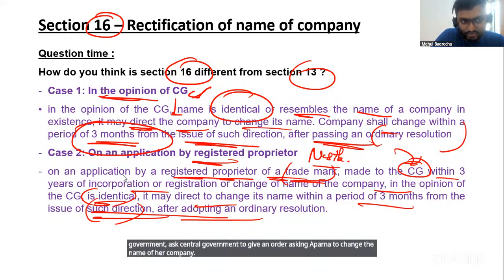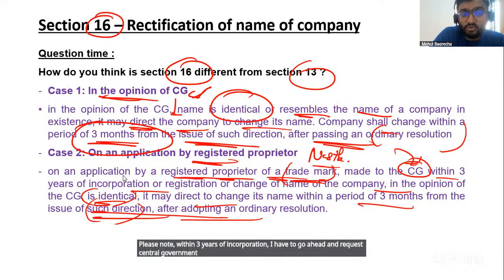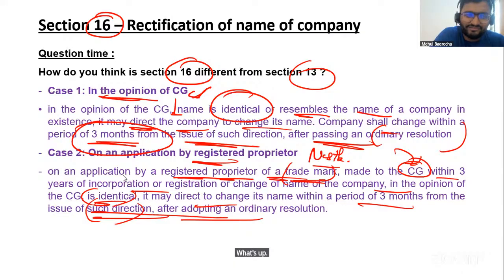Can Nestle do so? No, sir. Why no? In 3 years. They should file within 3 years. Please note, within 3 years of incorporation, I have to request central government to ask Aparna to change her name. 3 years from whose incorporation, Aparna's or Nestle's? Aparna's. Very obvious. All right. It has to be 3 years from Aparna's incorporation.